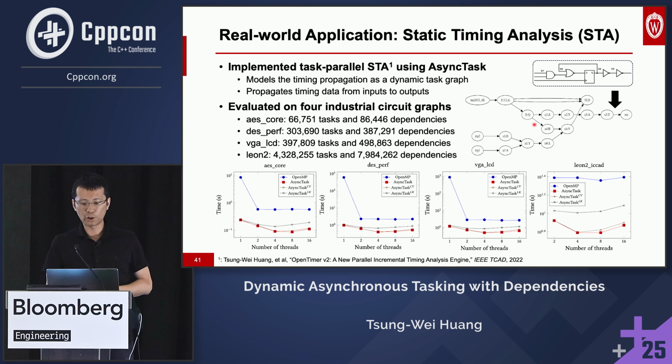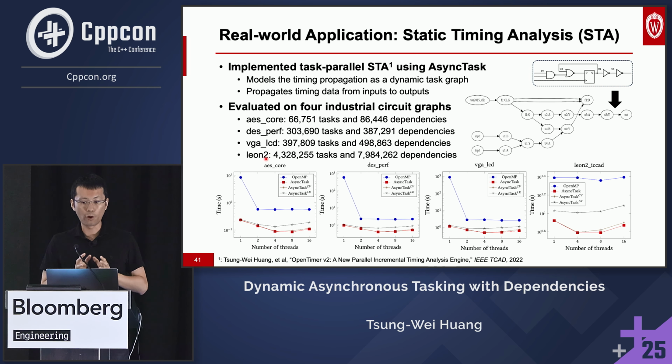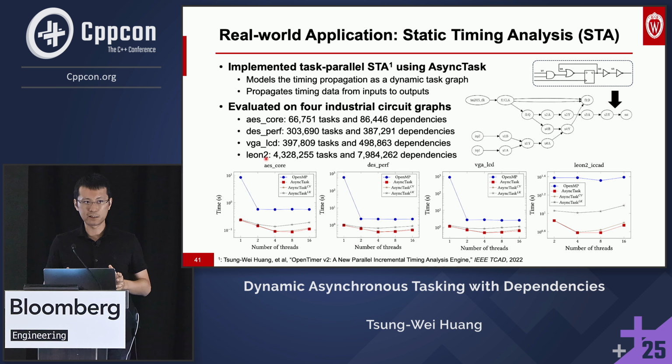We evaluated the performance on 4 industrial circuit graphs: AES Core, DeskPerf, BJ-LCD, and Leon2. These are all open source benchmarks available in the VLSI design automation area. The largest task graph we evaluated on the benchmark has over 4 million tasks, and about 8 million dependencies. It's very, very large. As you can see from this plot, AsyncTask always outperforms the baseline, regardless of the number of threads you use to run your task graph. There is always a consistent gap between AsyncTask and others. And this result basically highlights the efficiency of our lock-free scheduling algorithm.